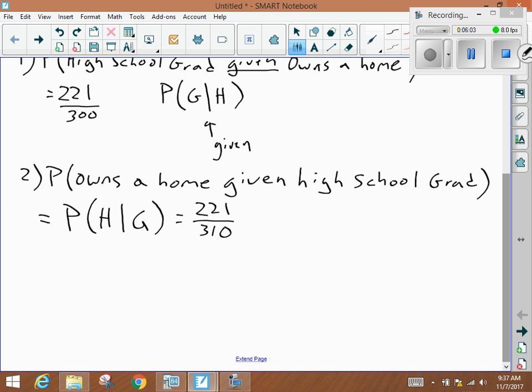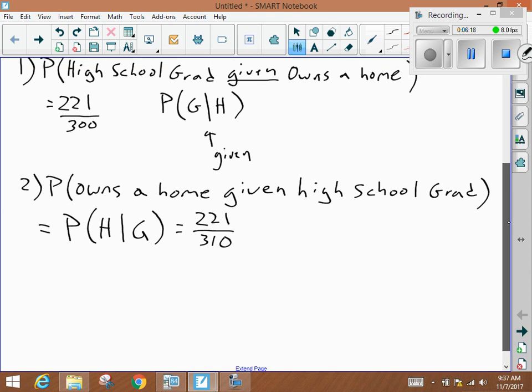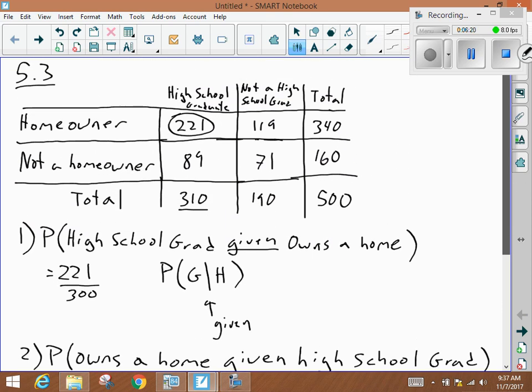It turns out that there's another way to do this. If I wasn't given this table and I was only given some probabilities, there is a formula, a new formula that we'll use. And we'll actually calculate each of these probabilities both ways. We've already used the table. Let's now use the formula.